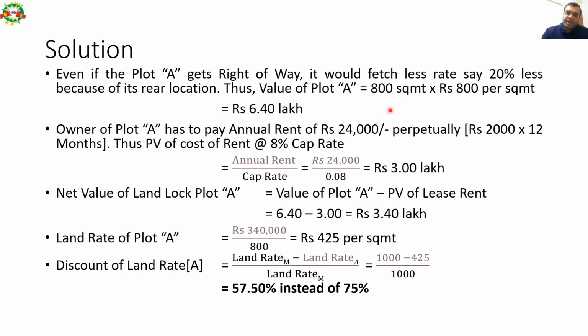So since the land area of plot A is given and 800 rupees per square meter is the land rate, put together 6.4 lakh is the value of the total land after getting the right of way. But to arrive at the net value of the landlocked land, because this value is arrived at after getting right of way, the owner of plot A has to pay a certain annual rent of 24,000 rupees, which is 2,000 rupees per month, multiplied by 12, so it is 24,000 per year, perpetually.